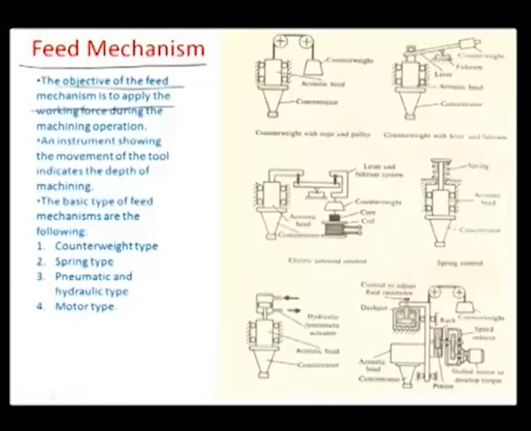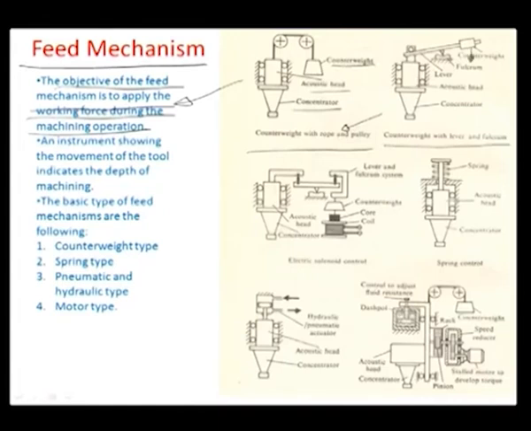So the objective of the feed mechanism here is to apply the working force during the machining operation. That is another objective, because you are forcing the vibrating tool head onto the abrasives, and there are various mechanisms for feeding. For example, these are some intelligent mechanisms which have been shown. It can be counterweight with rope and pulley, okay. There is a concentrator, there is an acoustic head, there is a counterweight. It can be a counterweight with lever and fulcrum. So this is the lever and fulcrum arrangement.